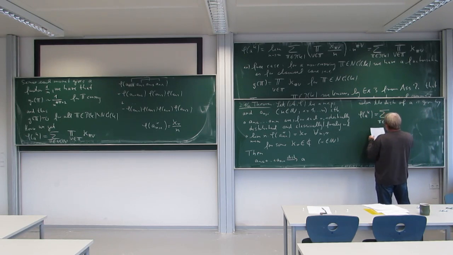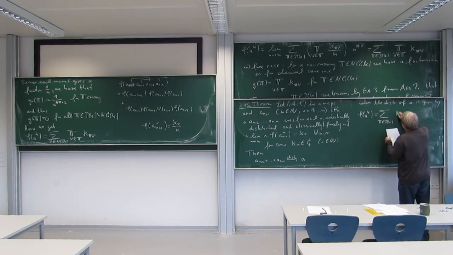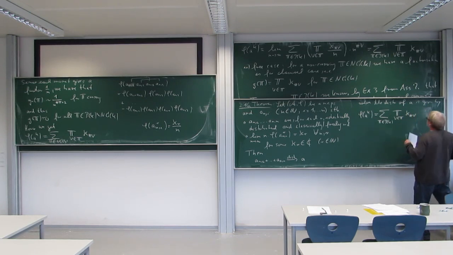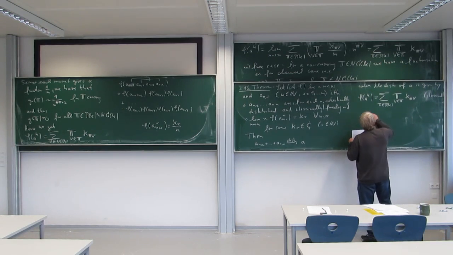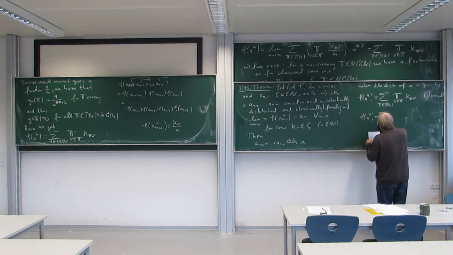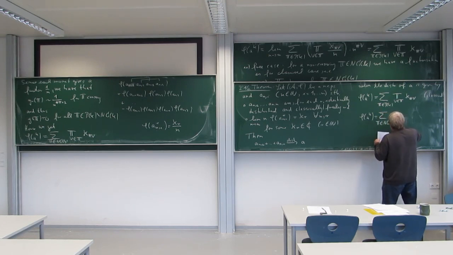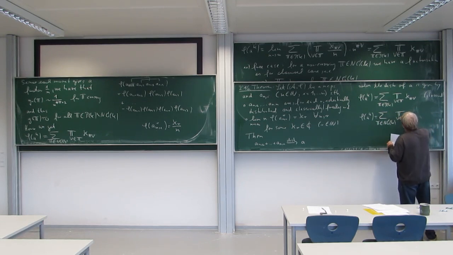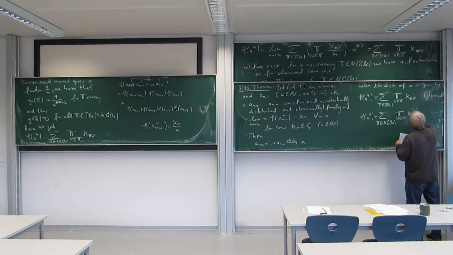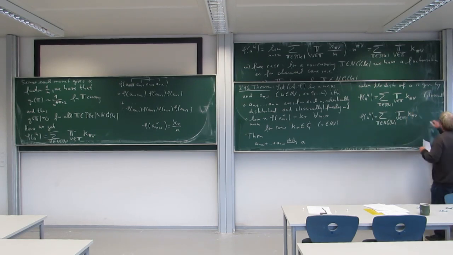Let me first write down the classical case, sum over all partitions, and then I take the product over the blocks, and for each block I get the kappa with index the number of elements in the block. So this is the classical case, and in the free case, we have the same formula. The only difference is that I'm now running over non-crossing partitions. But the contribution of them is the same as in the classical formula, a function of the number of blocks. Okay, so this is the free case.